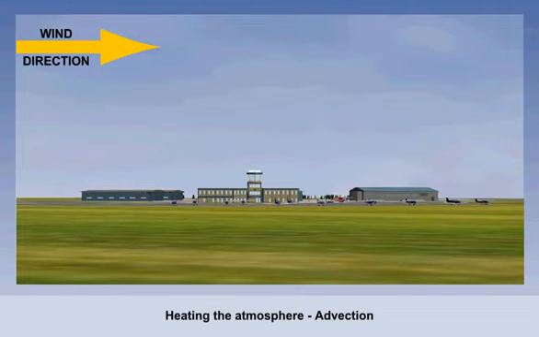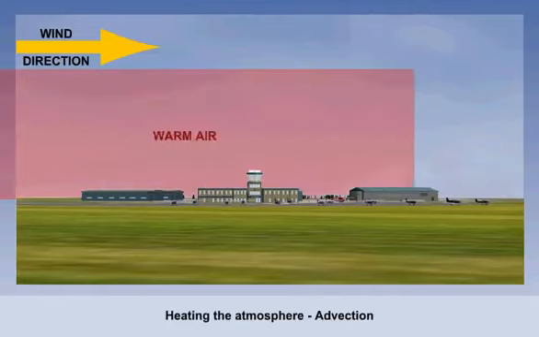Advection is the horizontal movement of air into another region. The nature of advection may be warm or cold, and can occur at any height within the atmosphere. Nevertheless, it has an impact on the heat distribution of the atmosphere. Here we see examples of warm and cold advection.